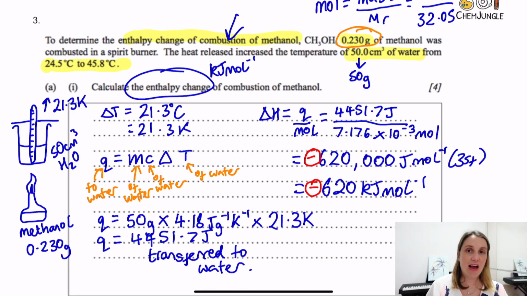Now there's nothing in the calculation that really tells you that you need to do this, so it's just something that you need to be really aware of in yourself, and you need to check your final delta H values to make sure that they make sense.